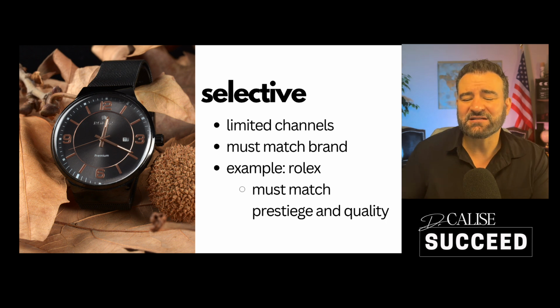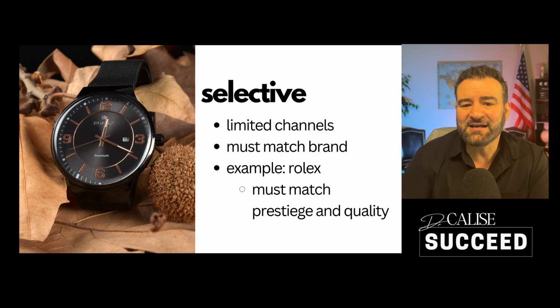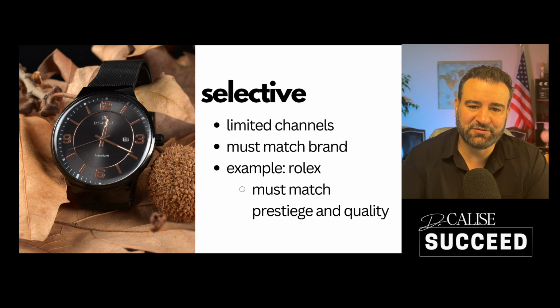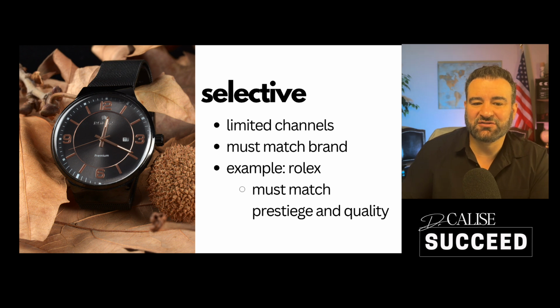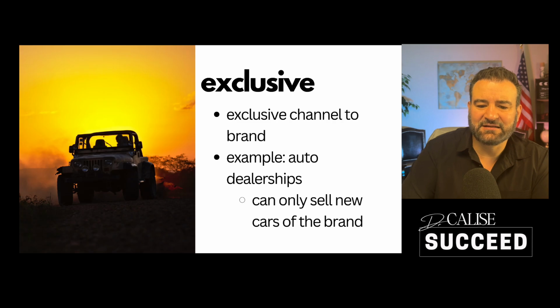It is luxury. So they want to limit the different channels that they distribute on. They don't want their Rolex in every single store. They only want the Rolex in stores that match their price point, that have a high luxury status, that are going after the same exact tier that they're going after. So you might not want your product or service everywhere. You might want it selective and only match distribution channels that match your brand. Okay, so that is selective.